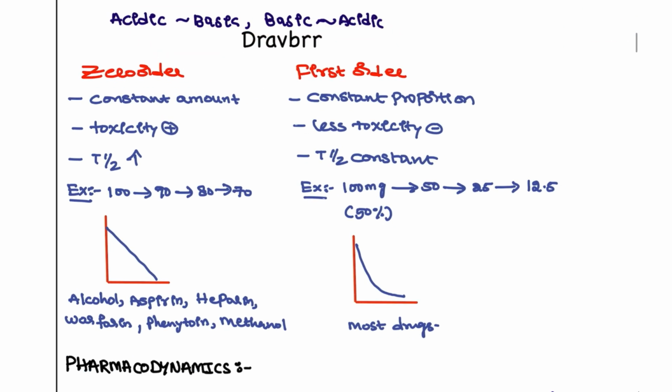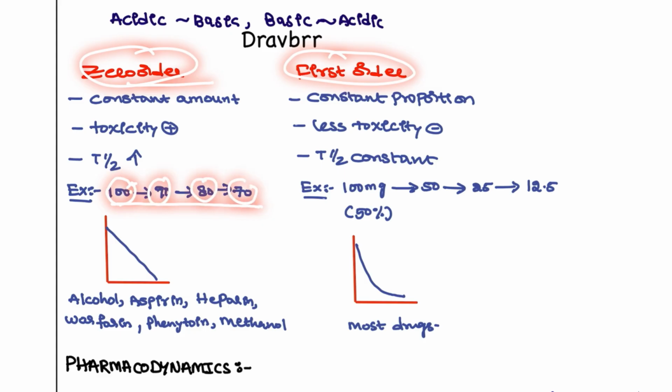Next is zero order kinetics and first order kinetics. What is zero order kinetics? A constant amount of the drug will be excreted. For example, only 10 mg per unit of time should be excreted: 100 mg, 90 mg, 80 mg, and 70 mg. Only the constant amount will be seen. So by that, the toxicity will increase and also the half-life will be increased via excretion of this particular drug.